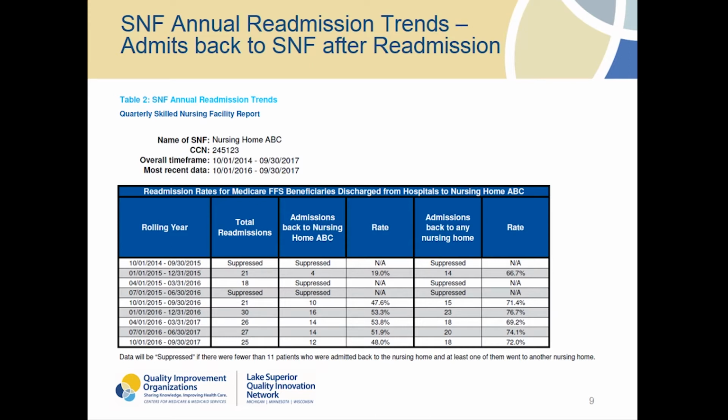This is the denominator. In other words, patients who were discharged from a hospital, admitted to your nursing home within 2 days, and subsequently readmitted to a hospital are included in the denominator for this table. The next column, column 3, shows the number among those readmissions that are admitted back to your skilled nursing facility within 2 days, and the following column shows the percentage of those readmissions that were admitted back to your skilled nursing facility. The following 2 columns show the number and rate of patients who are admitted back to any skilled nursing facility within 2 days after a hospital readmission.